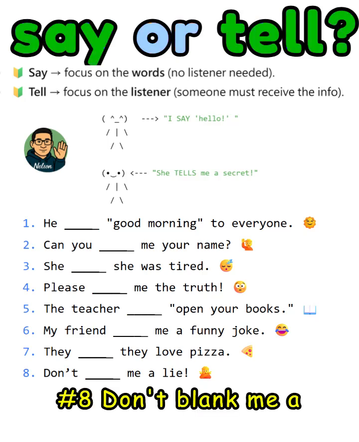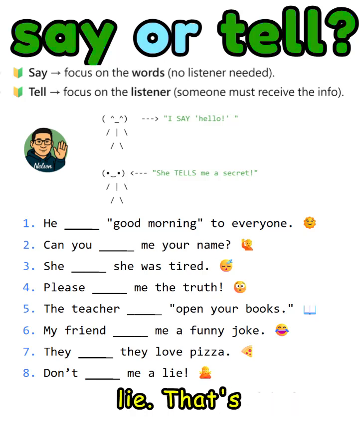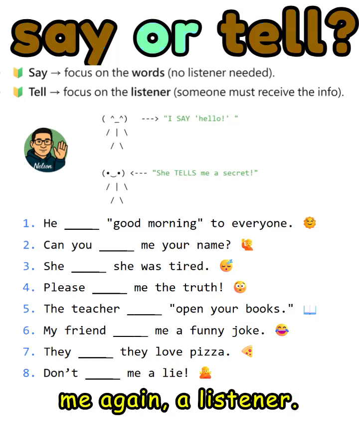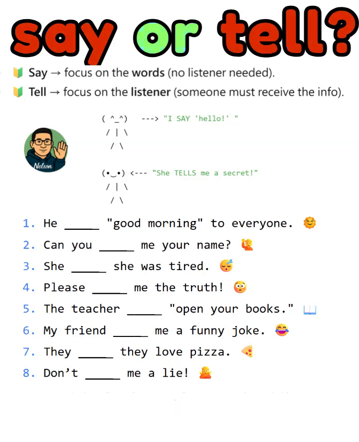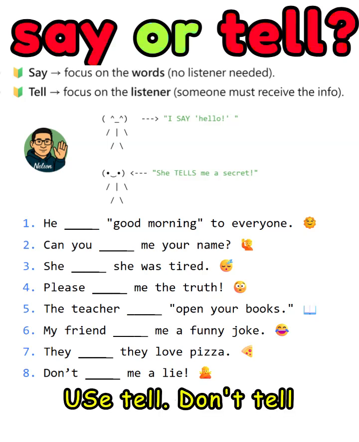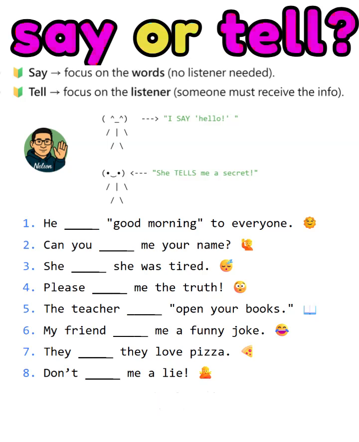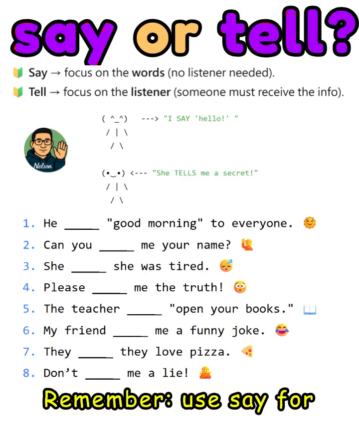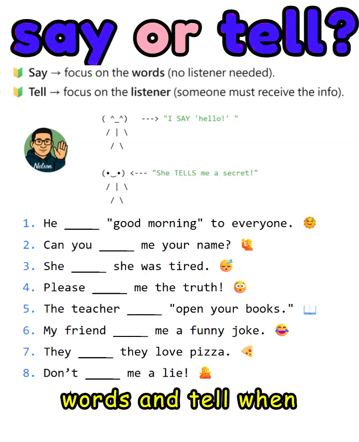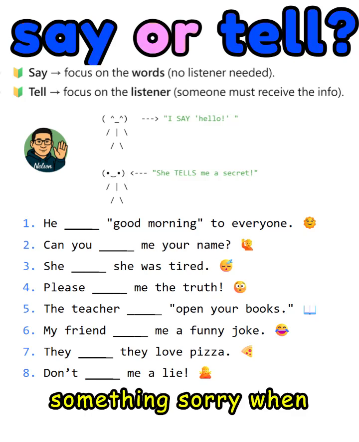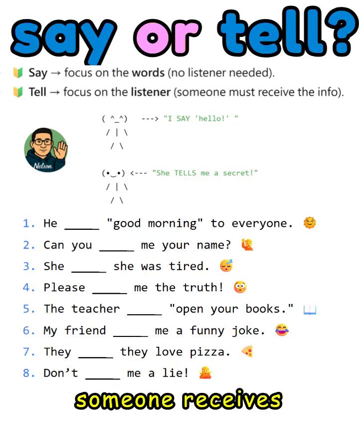Number eight, don't blank me a lie. There's me again. A listener, use tell. Don't tell me a lie. Remember, use say for words and tell when someone receives info.